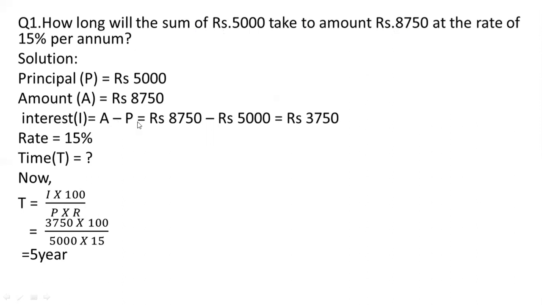Interest equals A minus P. Then subtract them, and we'll get 3,750. Then the rate is here 15% per annum. Then time equals what? Now time equals interest into 100 by P into R. Then put the values and cancel up and down. You will get 5 years. This is the time. Then 5,000 will be 8,750 in 5 years time. Okay. Now let's move to the next slide.